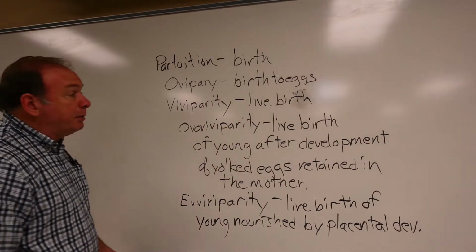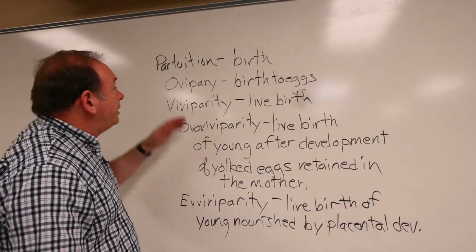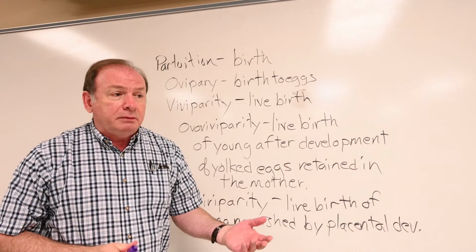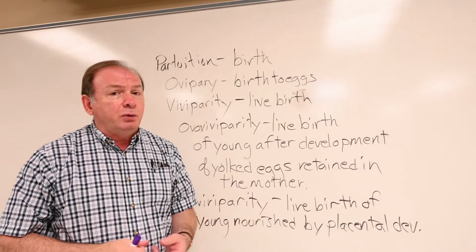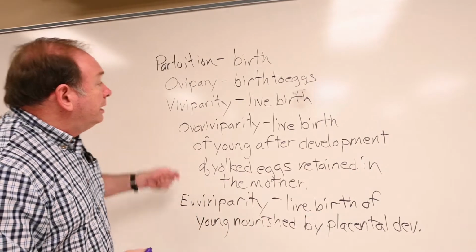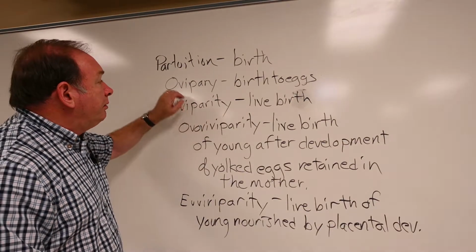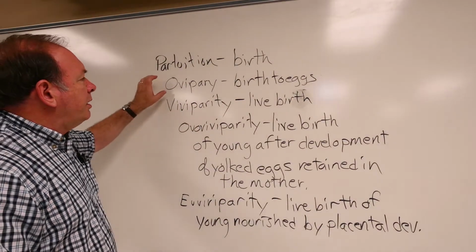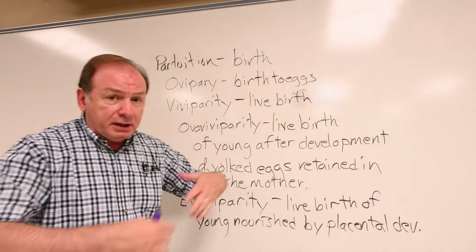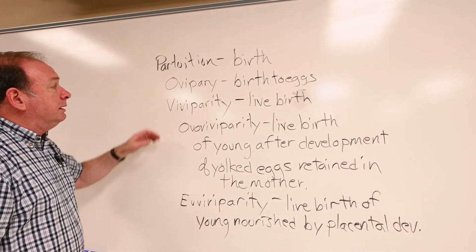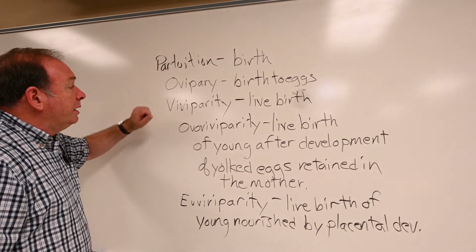Now regarding some examples of these different birth types. First, oviparity, laying eggs. That's not a very uncommon condition. We're all familiar with that arrangement. Most fish, amphibians, reptiles, and all birds lay eggs. They deposit the egg, it develops outside of the mother's body and hatches later.